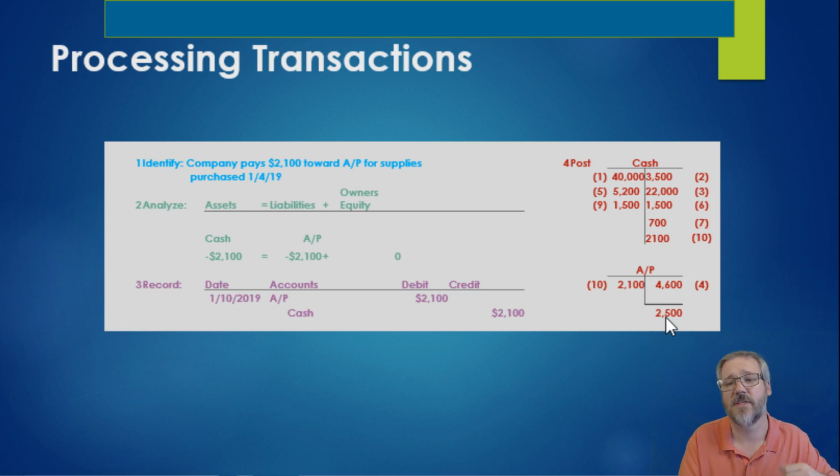The balance, of course, is $2,500, and this is how much I still owe to the company. Notice again, this is a credit balance because this is a liability. Liabilities always have a credit balance. A credit is what increases a liability. Notice here, this credit of $4,600 increased the liability by $4,600. This debit decreased the liability by $2,100 to give us $2,500 credit side balance.